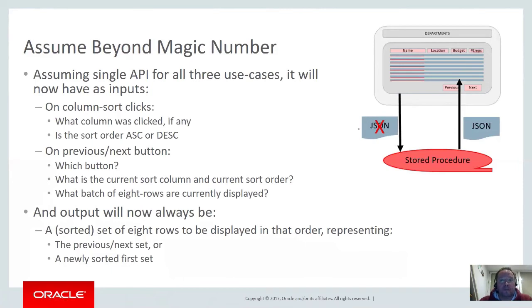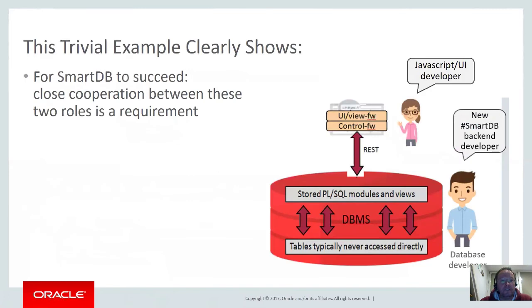So wrapping up my little presentation, this trivial example clearly shows one of the critical success factors in any SmartDB approach project, and that's that the SmartDB backend developer must be in close cooperation with the other developers, in case there are other developers. It could also be that the database developer is the JET developer or the JavaScript framework developer doing the UI also. But you must be in close coordination for every page, because there are often more than one way to create these APIs for the page.